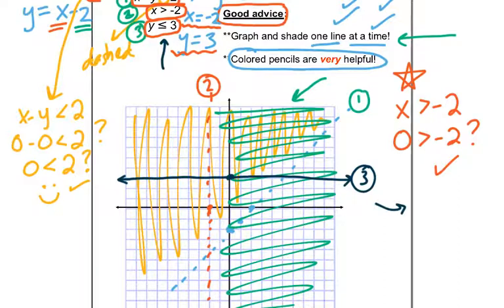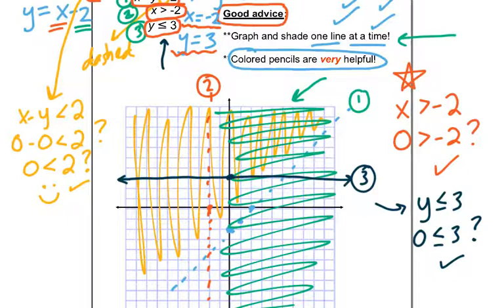Let's do it right over here. Y is less than or equal to 3. So plug in 0 for the y value, because there's no x here. Is 0 less than or equal to 3? Pause for a minute and think about it. Is 0 really less than or equal to 3? Yes, it is. So we're going to shade the part that has 0, 0, which is the bottom half.